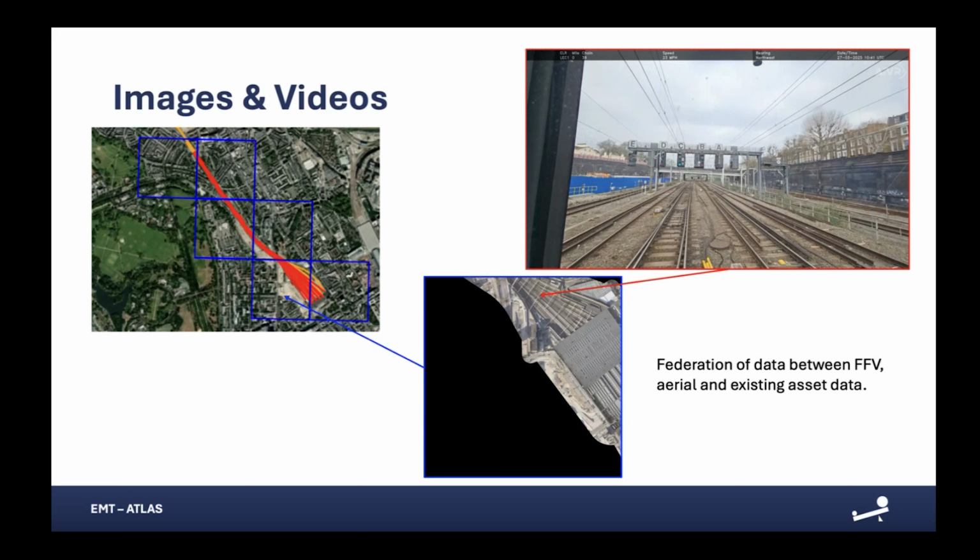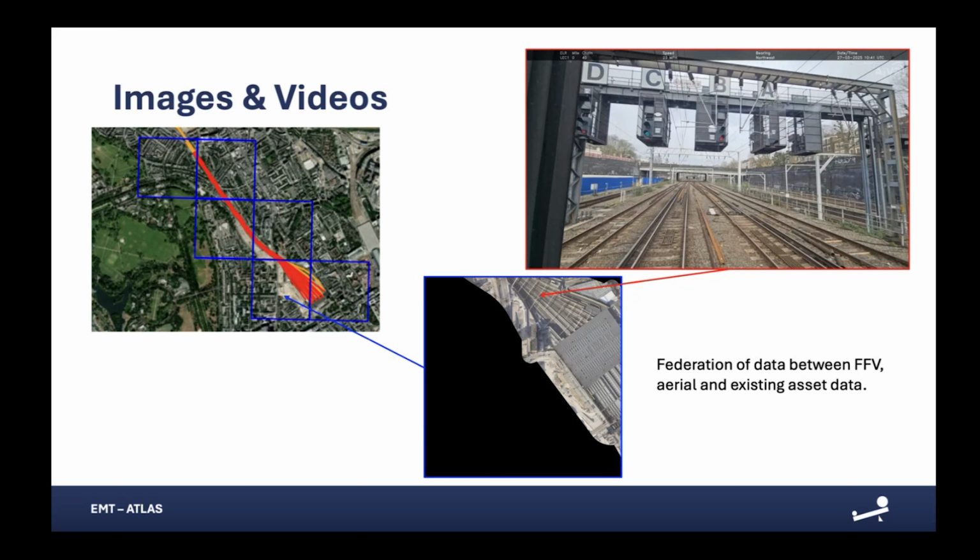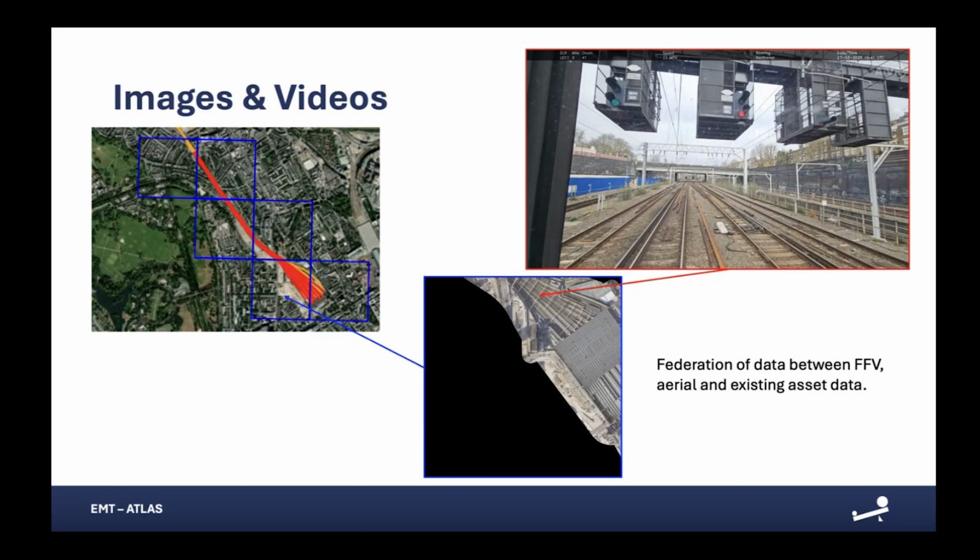So the first being images and videos. Here we can ingest different data coming from different sources. So what would traditionally be siloed data sets, such as this ortho imagery in the bottom. This is an orthographic picture taken from a helicopter. So nice and accurate in terms of its granularity and its position, but it's obviously lacking some contextual information.